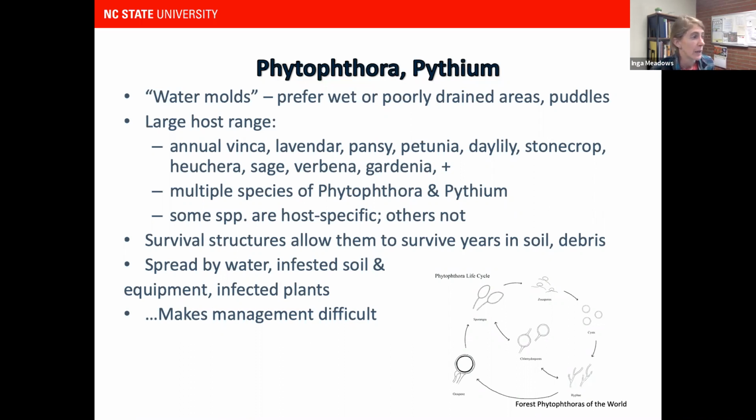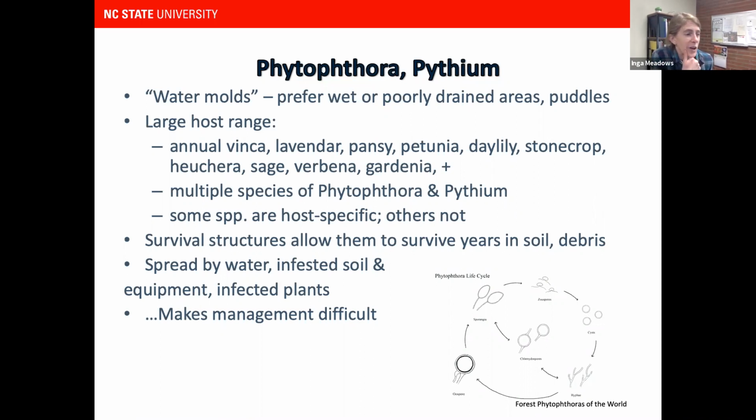Survival structures allow these guys to survive for years in soil and plant debris, and it's one of the things that makes management difficult. They're easily spread by water. So again, water splash or even standing water, infested soil and equipment, and infected plants easily spread these diseases.